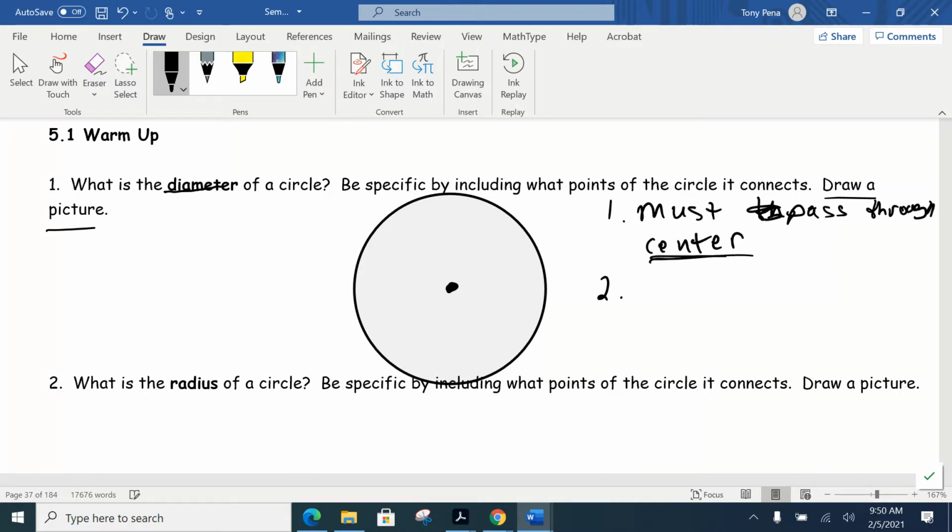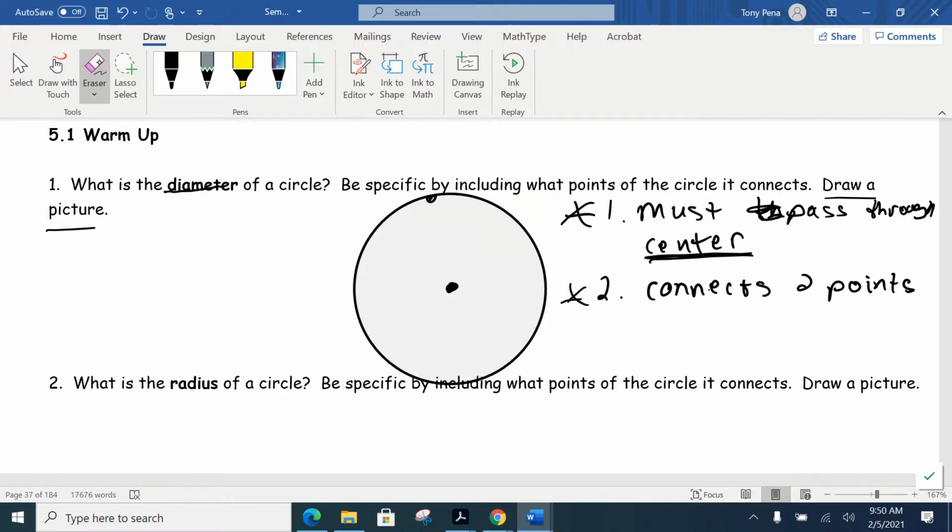So this word is important. This word is critical. You may have drawn one that doesn't go through the center, and that's not a diameter. The other thing he said is it has to go through the whole circle. What you basically have to say is it connects two points on the circle. So here are two points connected on the circle. There is a fancy math word for that, but that's not the diameter, because not only do we need to connect two points on the circle, you must at the same time pass through the center of the circle.